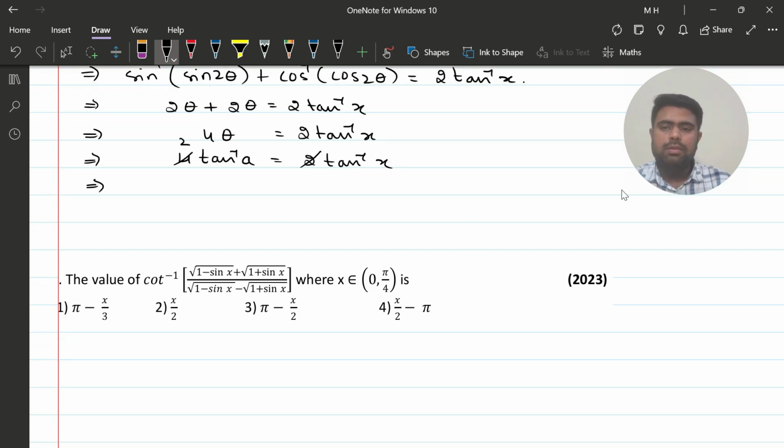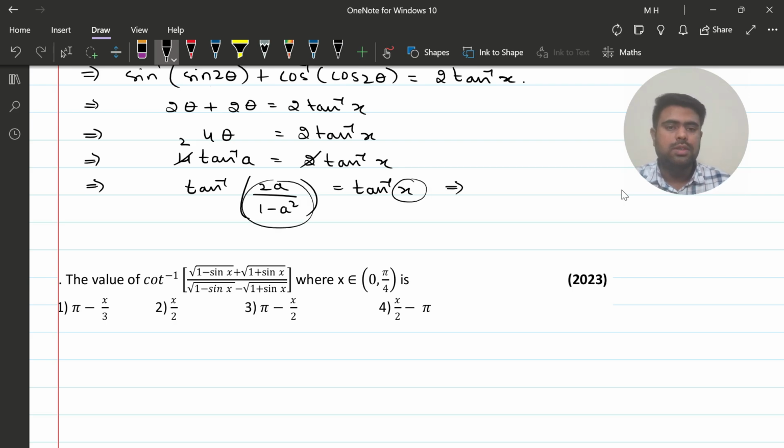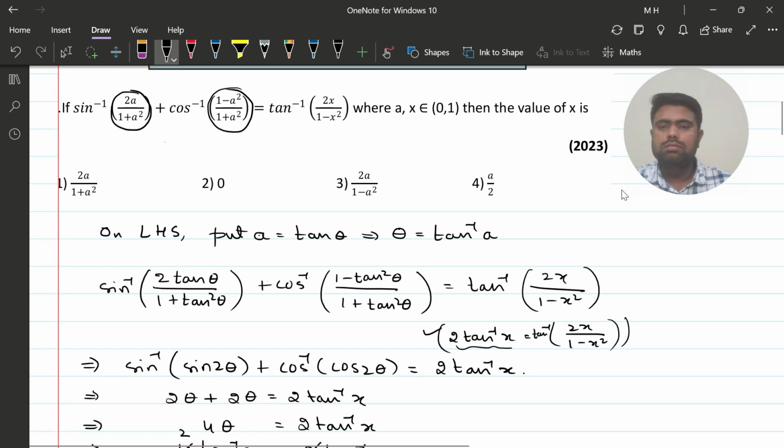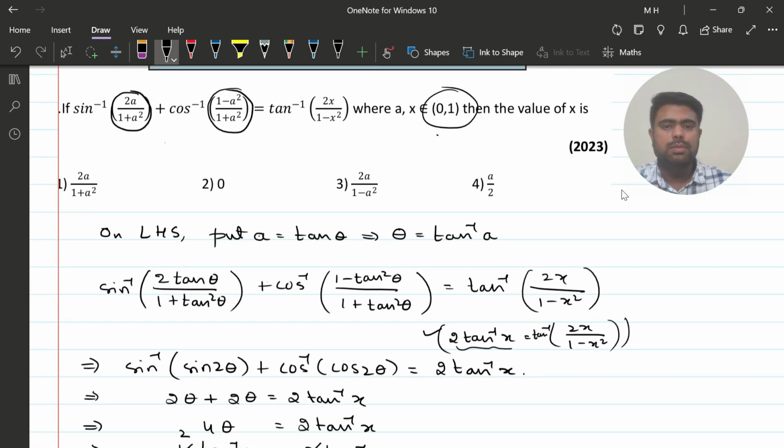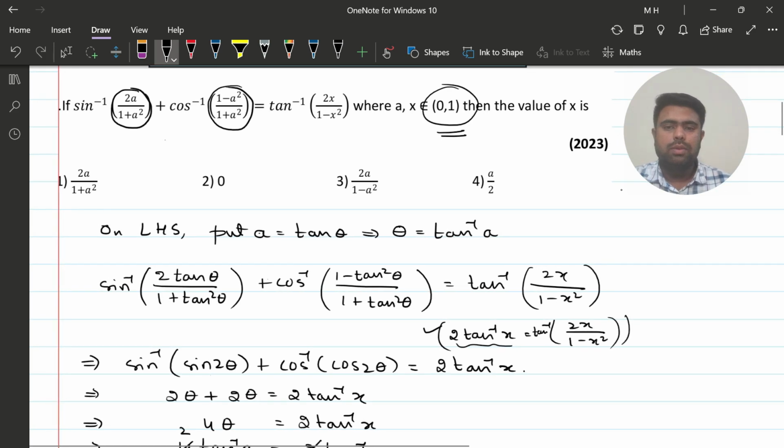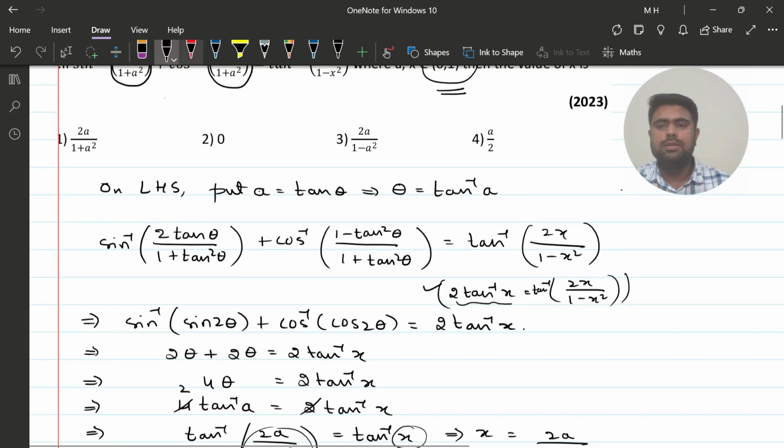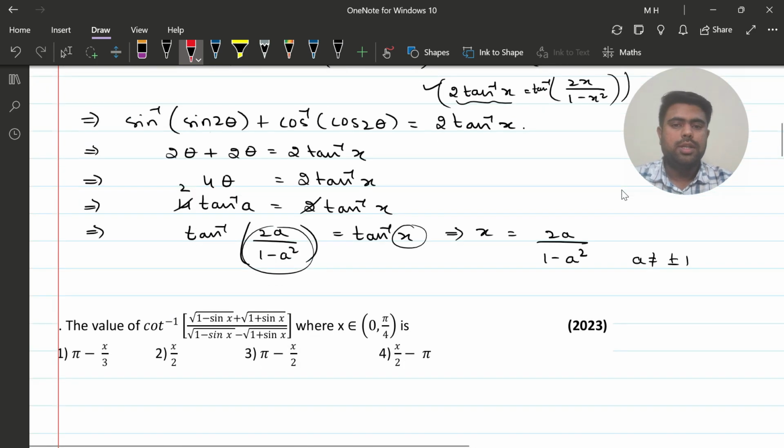So 2 tan inverse A is tan inverse of 2A divided by 1 minus a square, which is equal to tan inverse x. So therefore, this will immediately imply that x is equal to this value, that is x is equal to 2a divided by 1 minus a square, provided a should not be equal to plus or minus 1 here. Yeah, a cannot be plus or minus 1 because a and x belong to this interval. So therefore, it is 2a by 1 minus a square. So it must be option 3. Okay, so let us go to the next question.